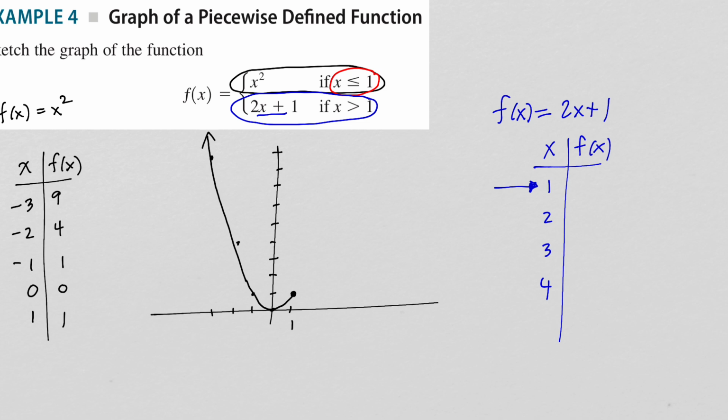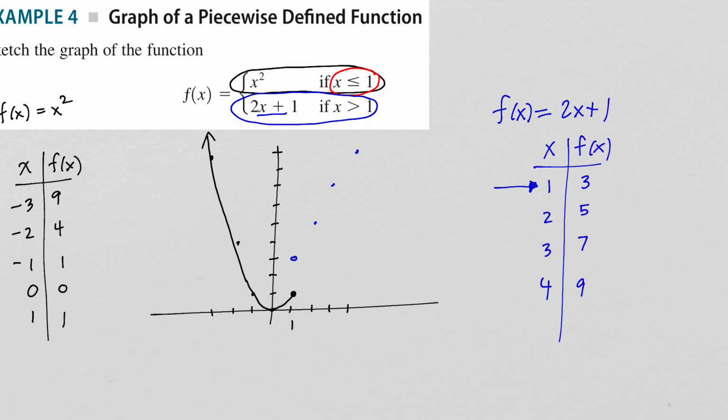So when we plug in 1, we get 3, right? Just plugging 1 into here. When we plug in 2, we get 2 times 2 plus 1, that's 5. When you plug in 3, you get 7. And when you plug in 4, you get 9. So we can go ahead and continue graphing over here. When I plug in 4, I get 9. When I plug in 3, I get 7. When I plug in 2, I get 5. And when I plug in 1, I'm getting 3.